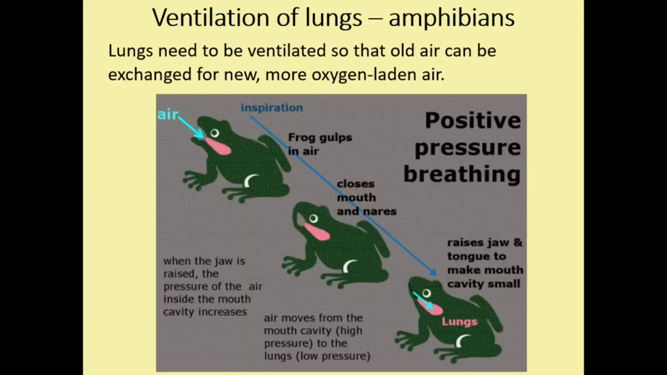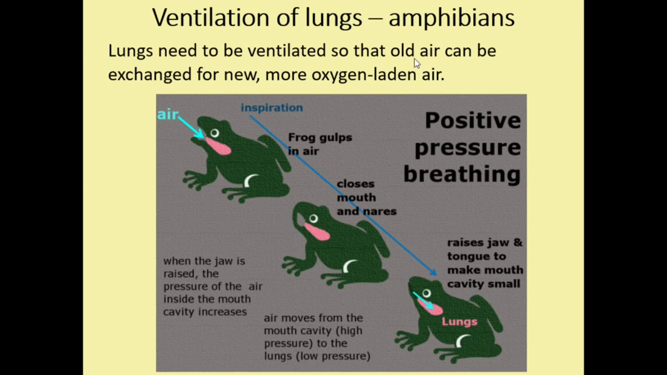So I just mentioned ventilation of our lungs and something called negative pressure. So let's have a look at what I mean by that in a bit more detail. So on this diagram here, we can see an amphibian. So we can see a basic frog diagram. Amphibians will actually ventilate their lungs in a completely different way to how we do it. So frogs use something called positive pressure ventilation. So we can see that on this diagram.